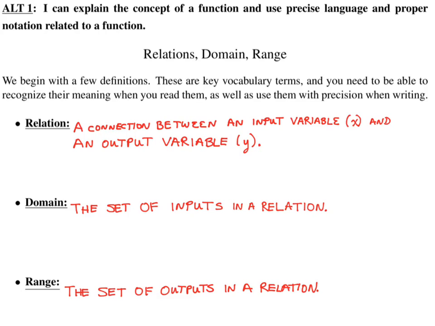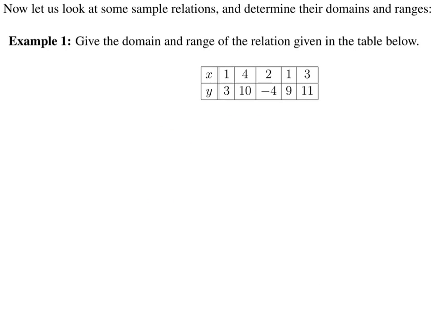All right, and then the word range. Range is the opposite idea. It's the set of outputs in a relation. So the set of y's in a relation. Again, don't get frightened by the word set. It means some stuff with some curly braces. I'll talk about it when it comes up. Okay, first three terms. Now, we got some examples.